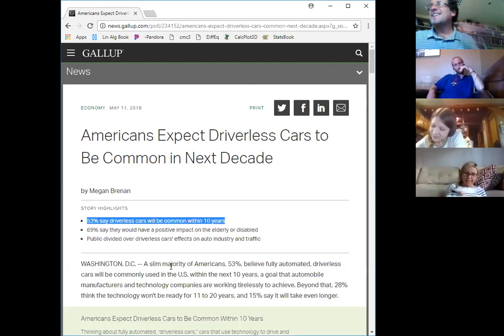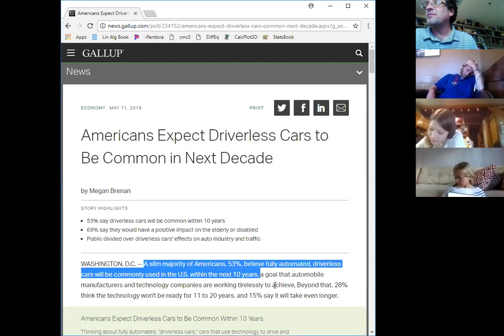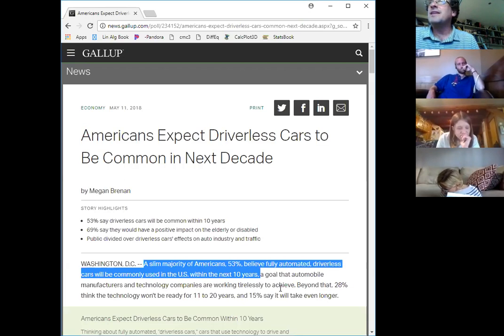So let's take a look at one thing. It says, a slim majority of Americans, 53%, believe fully automated driverless cars will be common in the United States within 10 years. Do you believe that? Do you believe that exactly 53% of all Americans believe that fully automated driverless cars will be commonly used in the United States within the next 10 years? Do you believe that exactly 53% of all Americans think this? What do you think?